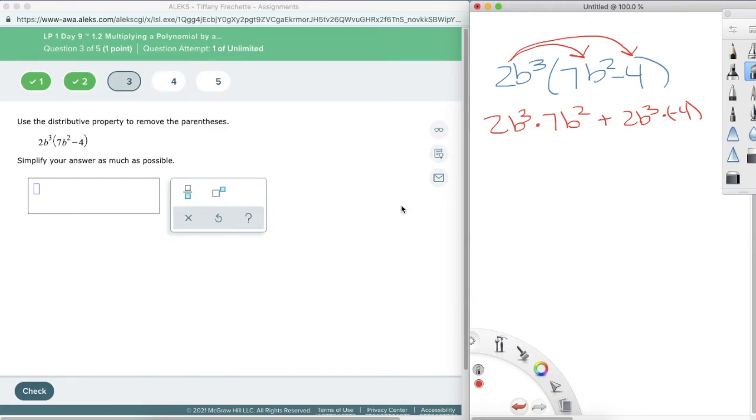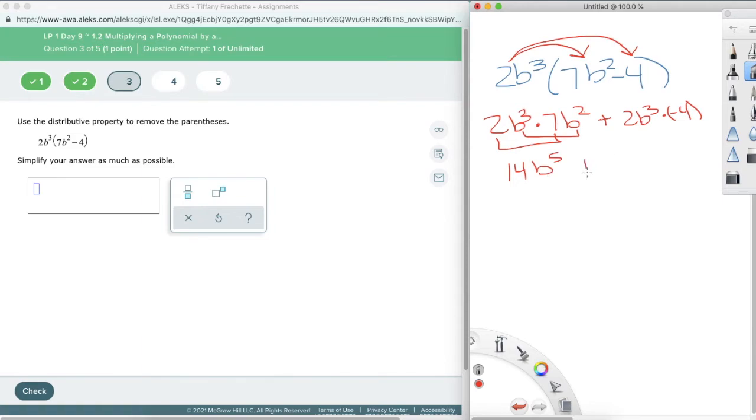All right, so we're going to go back to our power rules, and this is a little bit of a review of that. So first we have to multiply the coefficients. 2 times 7 is 14. And then I have the same base here, b and b. So I have 3 b's, I have 2 b's. I just combine them, so I have 5 total.